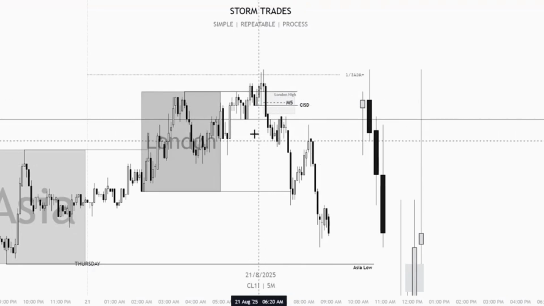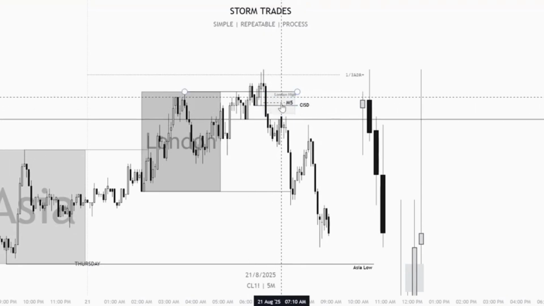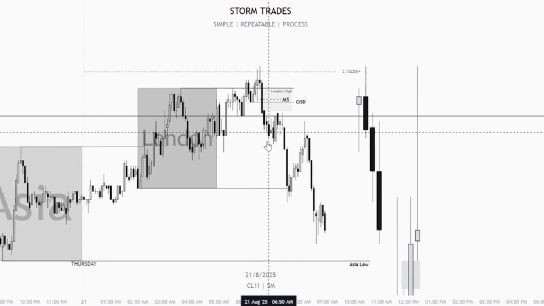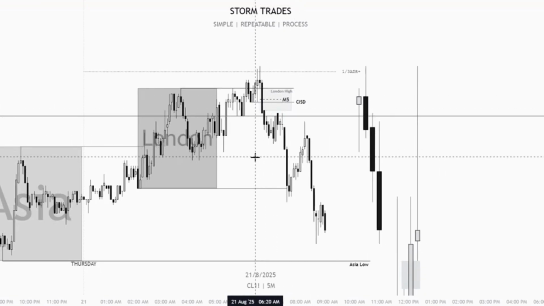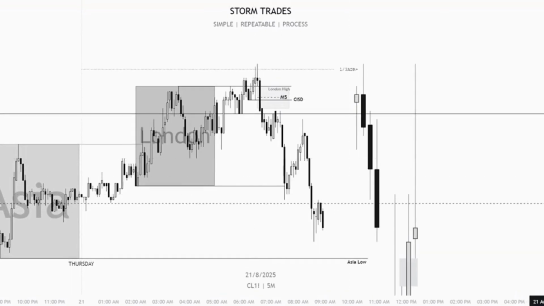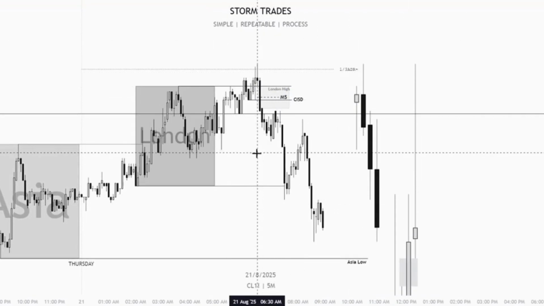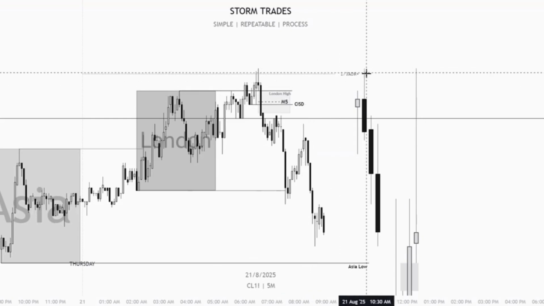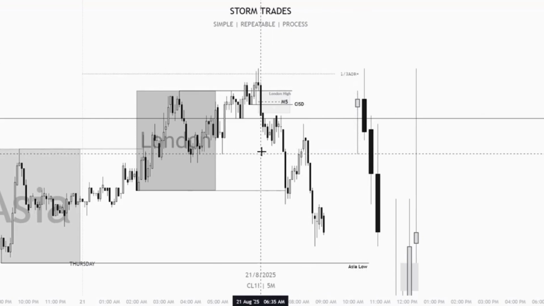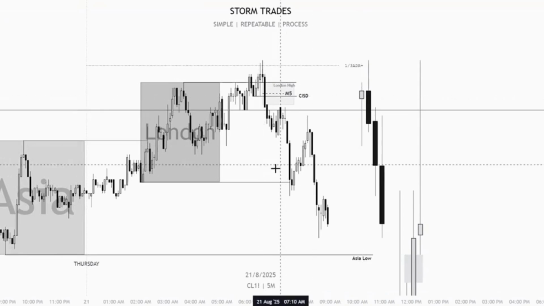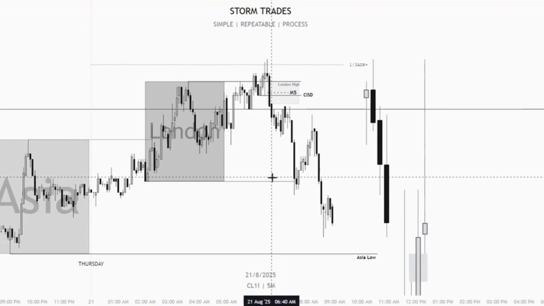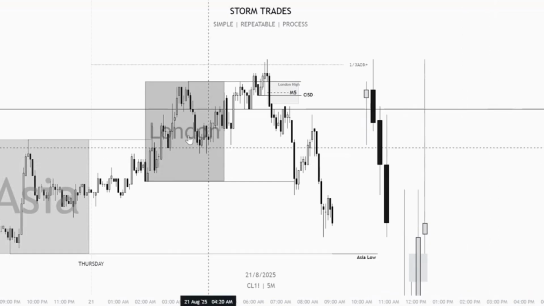Whenever we don't have a fair value gap that gets traded into at all, in this case, it's a sign that we are in fact very bearish. So whenever we are bearish and we've created the smart money reversal, and we did that at the London high, and we swept the 1/3 ADR, I'm going to start taking a look at potential continuation setups.